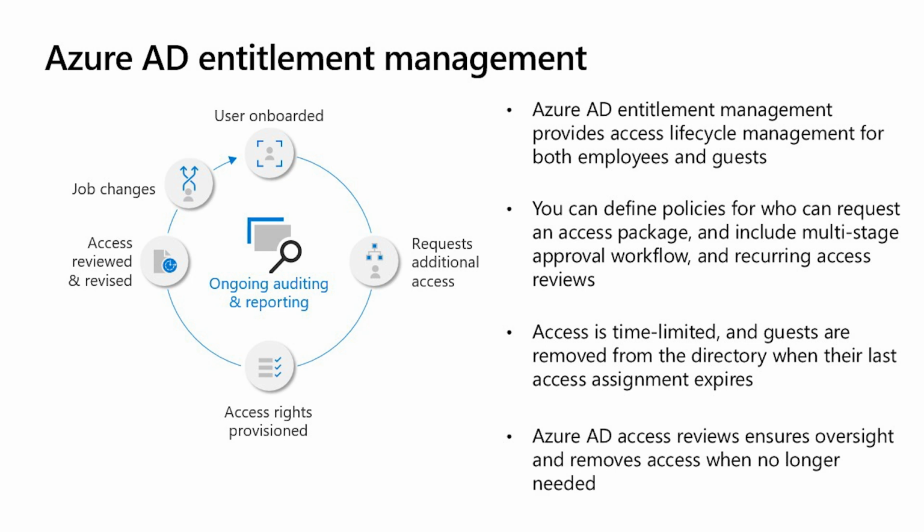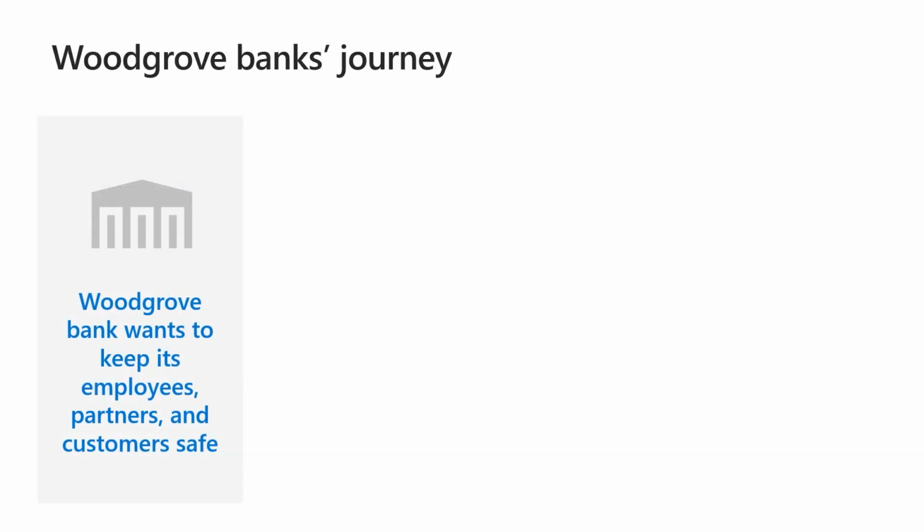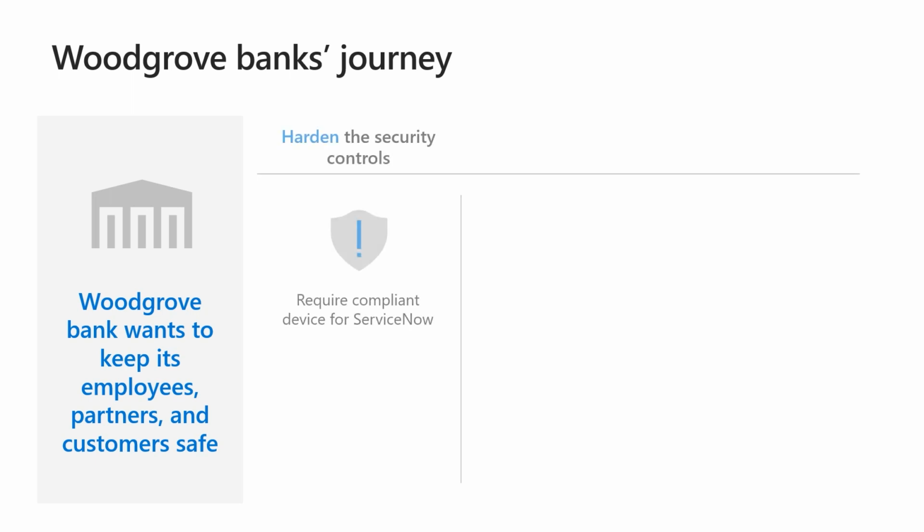Okay, so now let's dive into a demo. Woodgrove Bank has pivoted to hybrid work with several employees working from home. Woodgrove Bank IT, though, is worried about the increase in pervasive attacks, and it wants to harden security and governance controls to reduce that attack surface. In the next few minutes, we're going to show you how Woodgrove Bank is going to do 3 things.